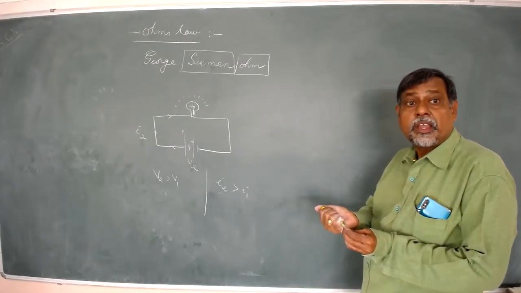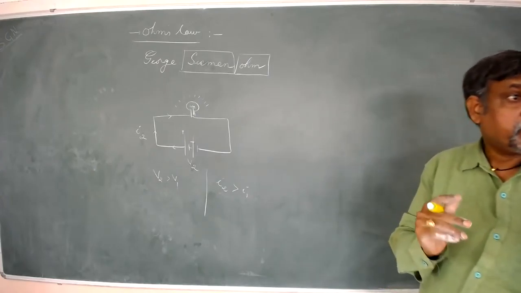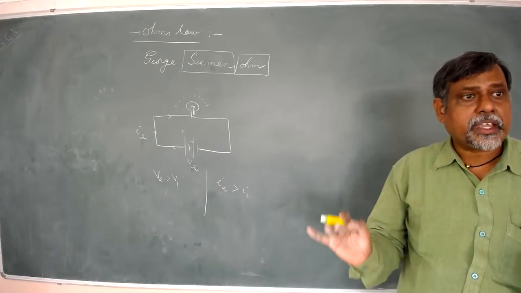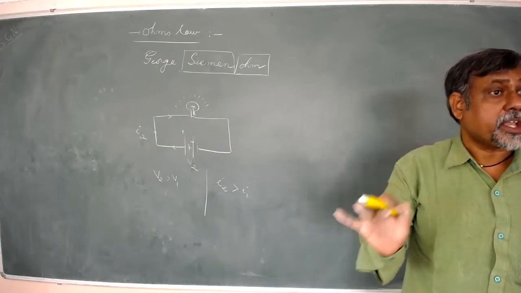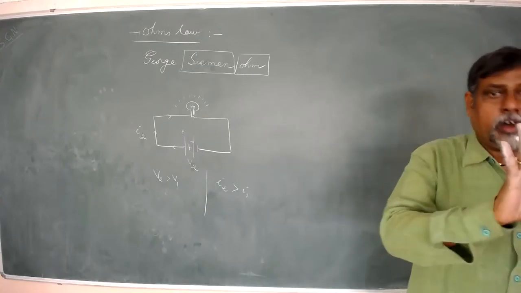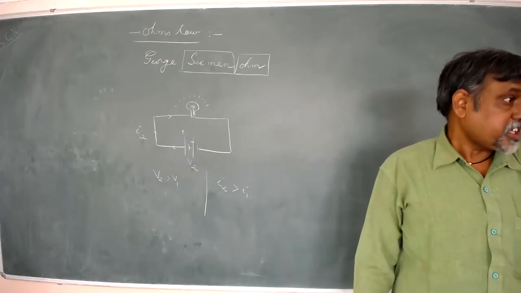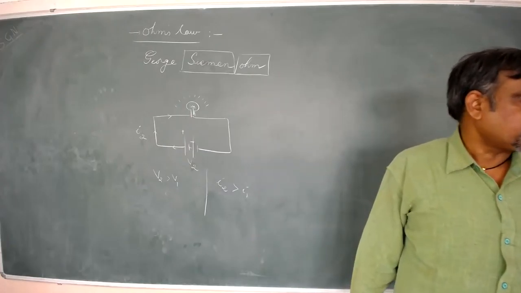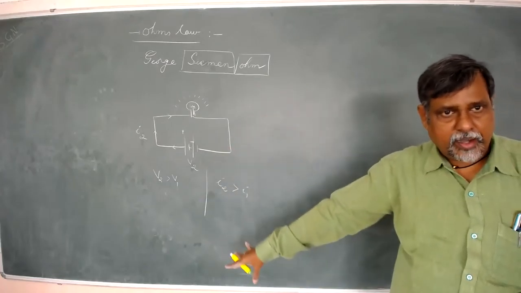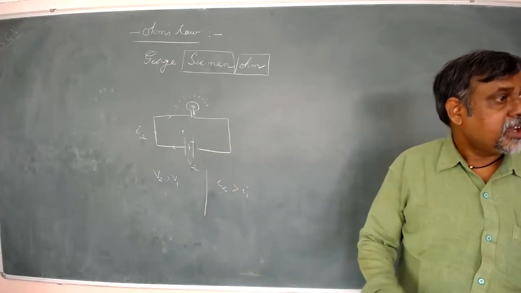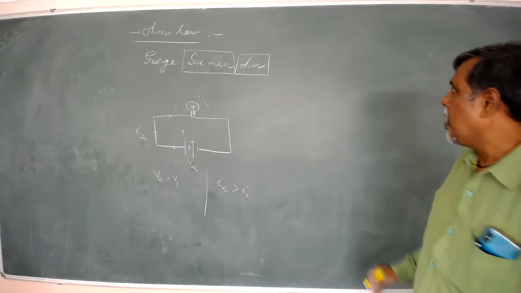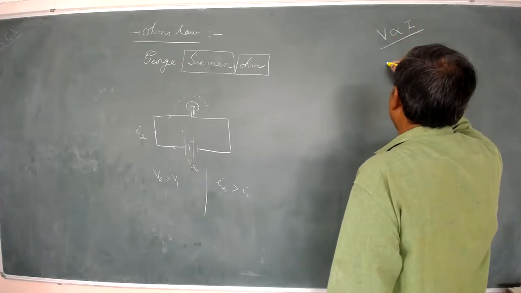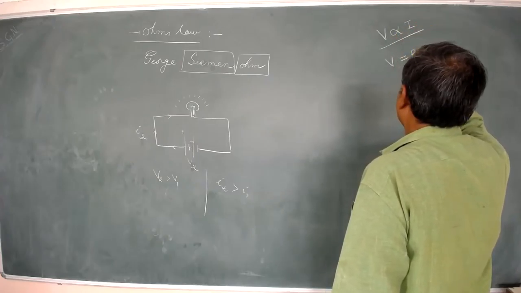So what are the conditions, sir? Provided the temperature is kept constant and even other physical parameters are kept constant, like pressure, humidity and all of this. If these things change, then this law may not be applicable. Of course, this is a fundamental law, a basic law. Even then, it is governed by some conditions. So the potential is directly proportional to the electric current. The potential is equal to the proportionality constant into I.